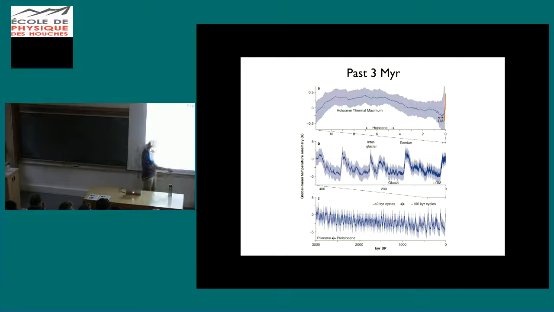This is called the Pleistocene, the era here. And the era before that was the Pliocene. So the Pliocene was around 3 million years ago. What happened around 1 million years ago is that the periodicity of these ice age cycles, of these glacial-interglacial cycles, changed from 100,000 years to 40,000 years.